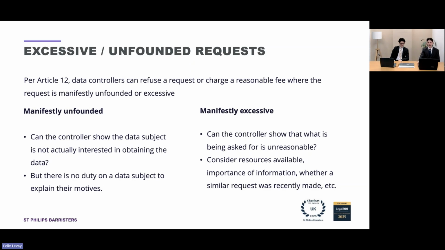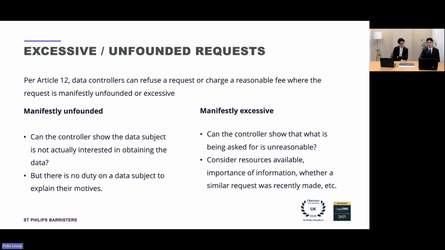Broadly, the SAR will be manifestly unfounded where the data subject is not actually interested in the information. They're openly seeking to cause disruption or targeting another employee. It could, for example, be that the data subject is sending a high volume of subject access requests without waiting for responses, therefore clearly uninterested in the outcome.